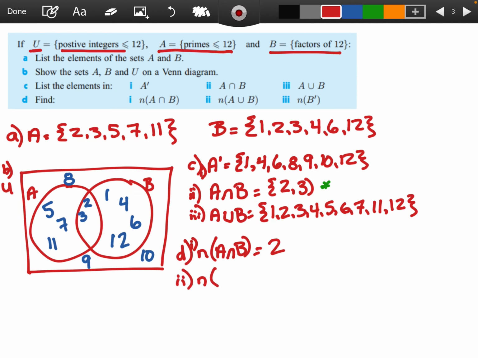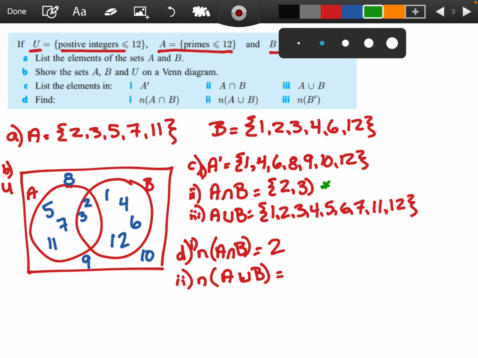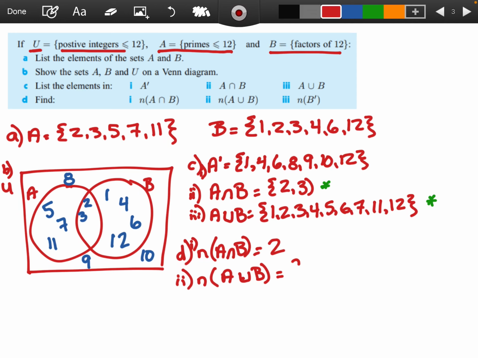Second part of this, we're looking for the number of elements that are in the union of A and B. So again, we did that right here. So that is 1, 2, 3, 4, 5, 6, 7, 8, 9. So we've got 9 elements that are in the union of A and B.